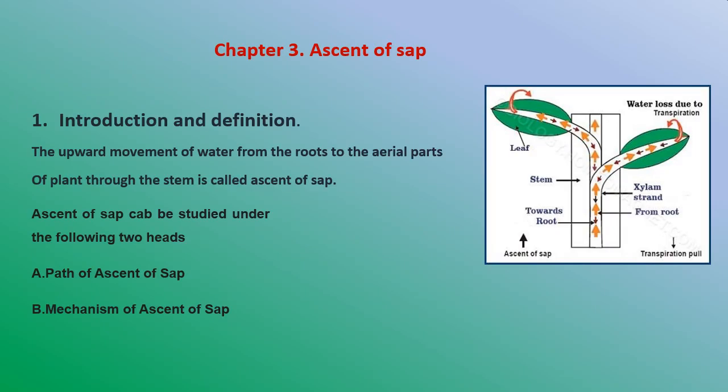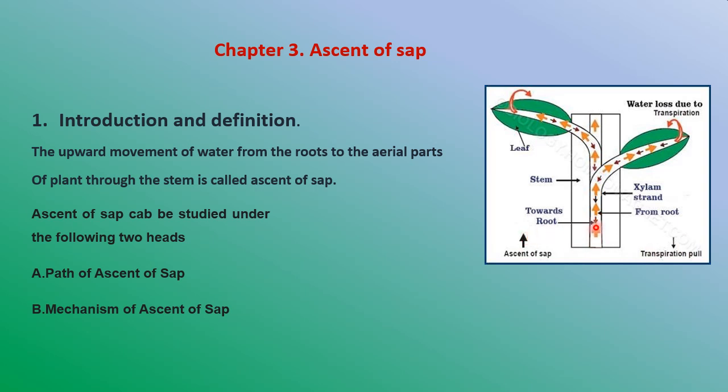Today we shall see about the ascent of sap. Ascent of sap, the upward movement of water from the roots to the aerial parts of the plant through the stem, is called ascent of sap. You can see in the diagram.